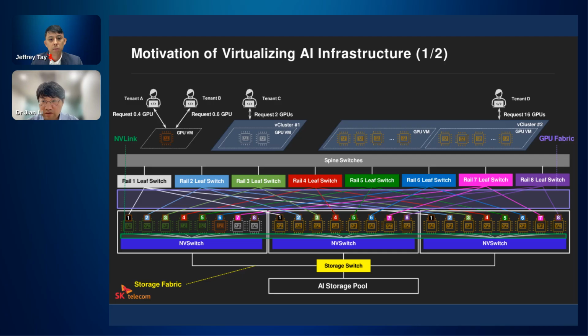And critically, when multiple tenants share a single server, we still need high-speed GPU to GPU communication. Here, NVLink virtualization provides that low latency and high bandwidth path between the virtualized GPUs, so distributed training and inference keep near native performance.